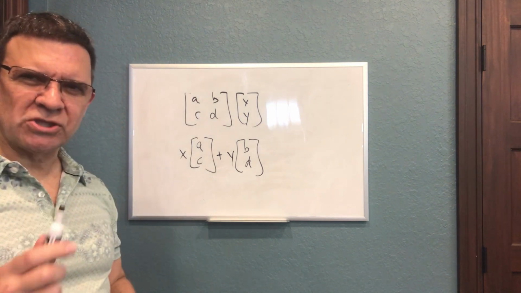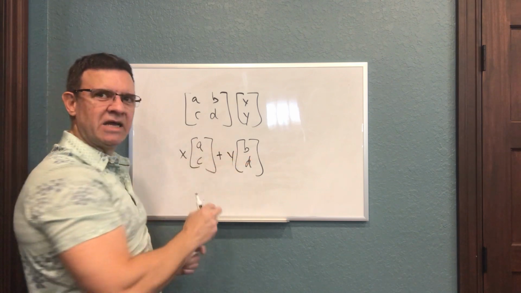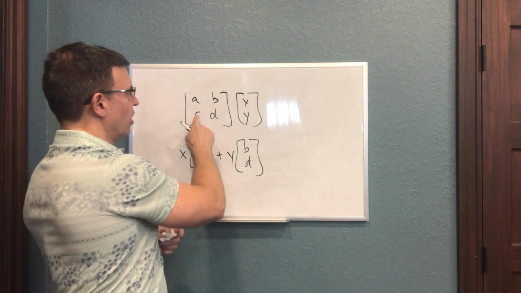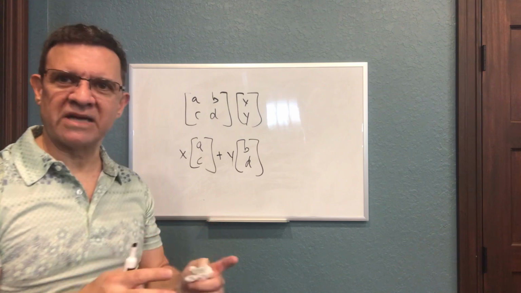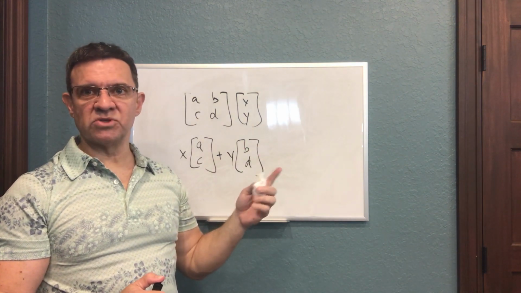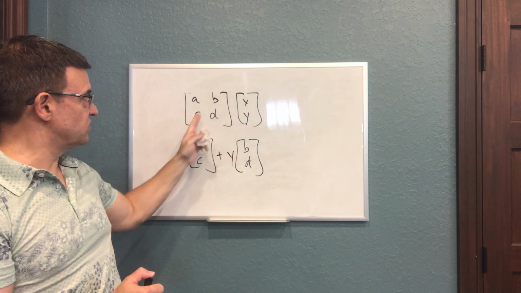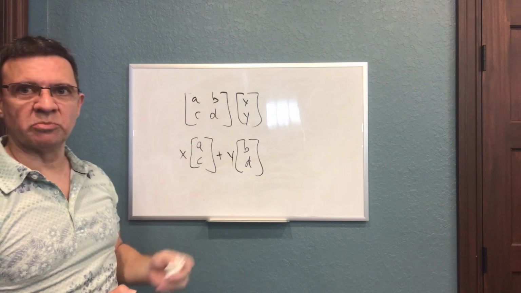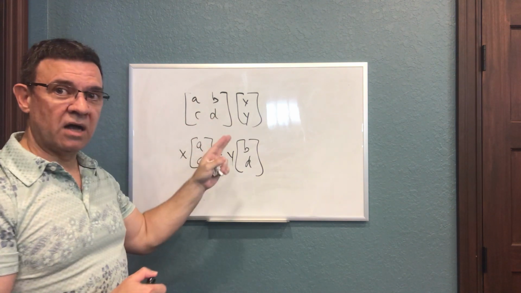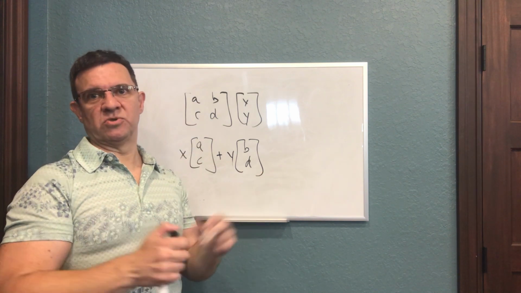So what are you actually doing then? You're actually taking this vector and creating a linear combination of these two column vectors. And this is fascinating to me because it means that if the columns are linearly independent of each other, if you evaluate AC versus BD, one is not some sort of multiple of the other, then these two columns can form a basis for the entire 2x2 space.